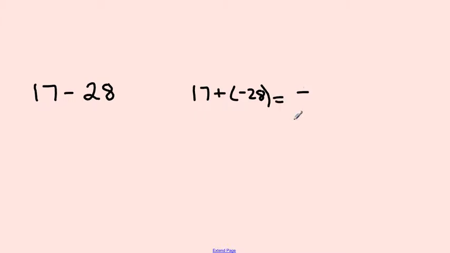I want to give you another one to try. 17 minus 28. Hit pause and then come back. So now I have 17 plus a negative 28. Once again, I know that I'm going to have more negatives than positives, so my answer is going to be negative. How many more? I'll just subtract the 2, and I'll get 11.